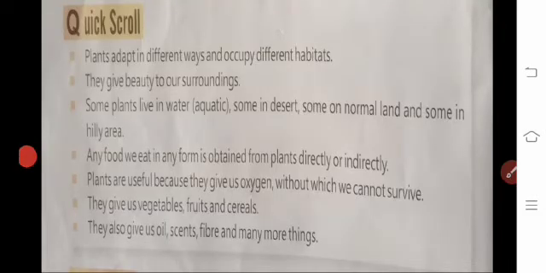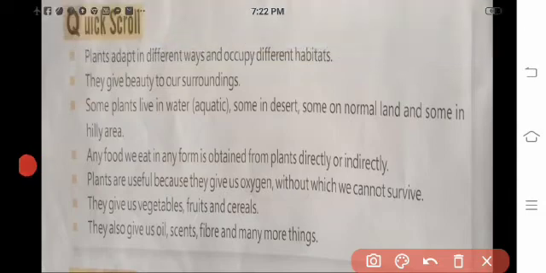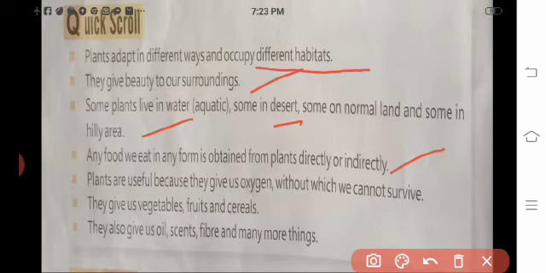Next we can see some quick scroll. Children, this you want to write in your homework note. This is a homework also I have given. First one you can see, plants adapt in different ways and occupy different habitats. They give beauty to our surroundings. Some plants live in water, some in desert, some on normal land and some in hilly areas. Any food we get in any form is obtained from plants directly or indirectly. Plants are useful because they give us oxygen without which we cannot survive. They give us vegetables, fruits and cereals. They also give us oil, scents, fiber and many more things.